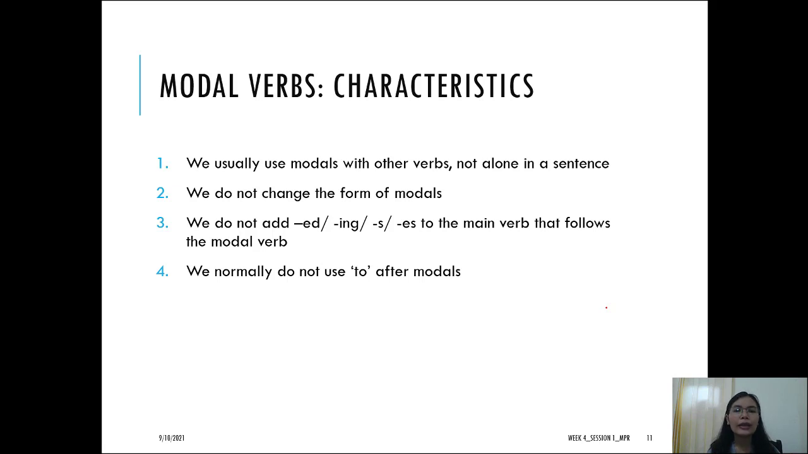And then we cannot add ed, ing, s or es to the main verb that follows the modal verb. So for example, if you want to say "she can sing," you cannot say "she can sings." And the last one, we normally do not use to after the modals, unless the modal itself already has to in it, like "I have to" or "she has to." But for others, for example "I must," you cannot say "I must to" because it's incorrect.